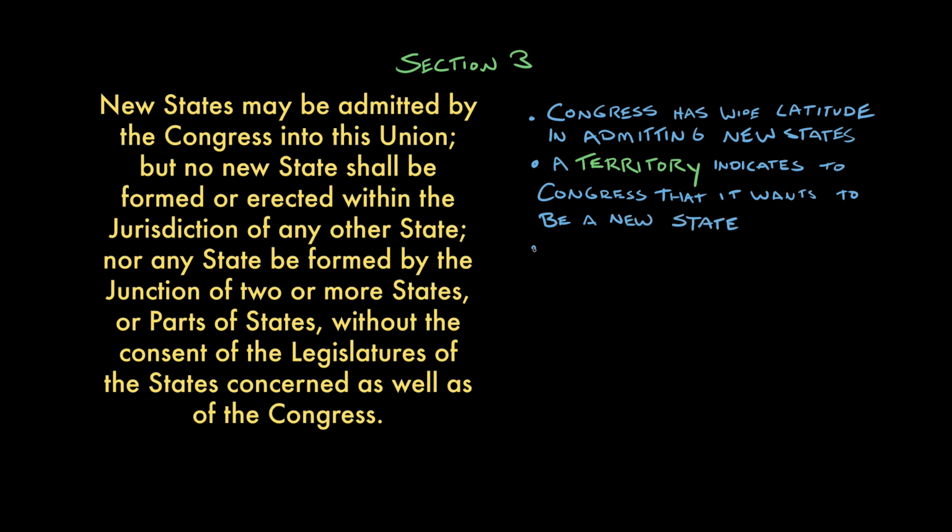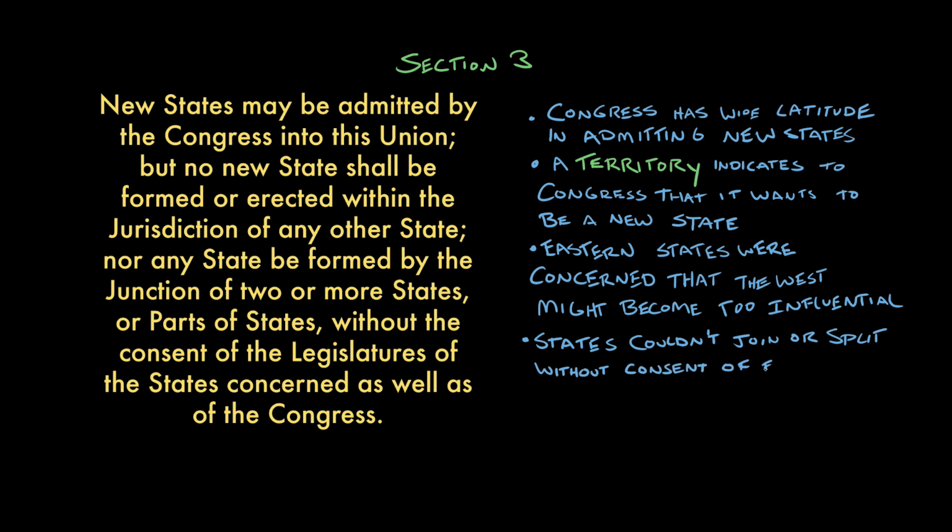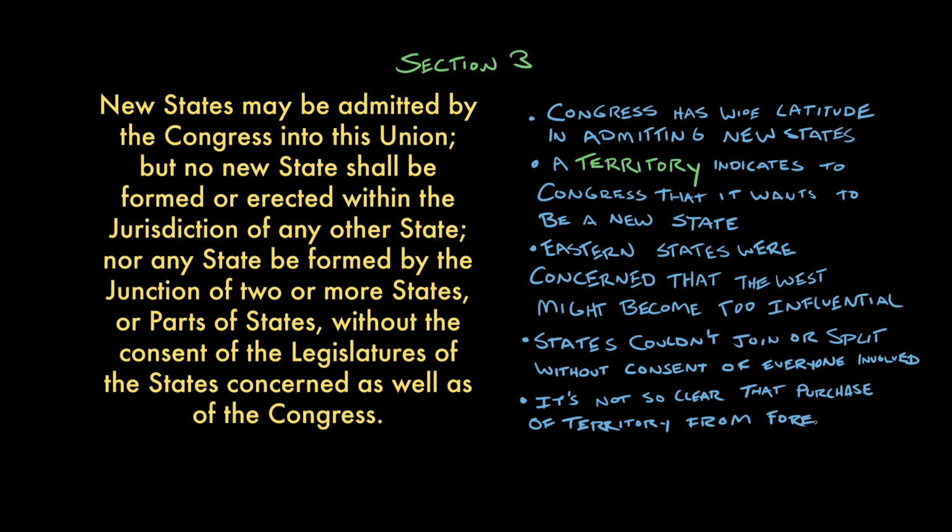Some of the eastern states were concerned that the large western territories might become too influential. So they had a couple of provisions that no new state could be created out of an old state, nor could parts of states be combined to form a new state unless there was consent from all of the involved states. And it's not so clear that purchase of territory from foreign governments was a power that was granted in the Constitution to anyone.